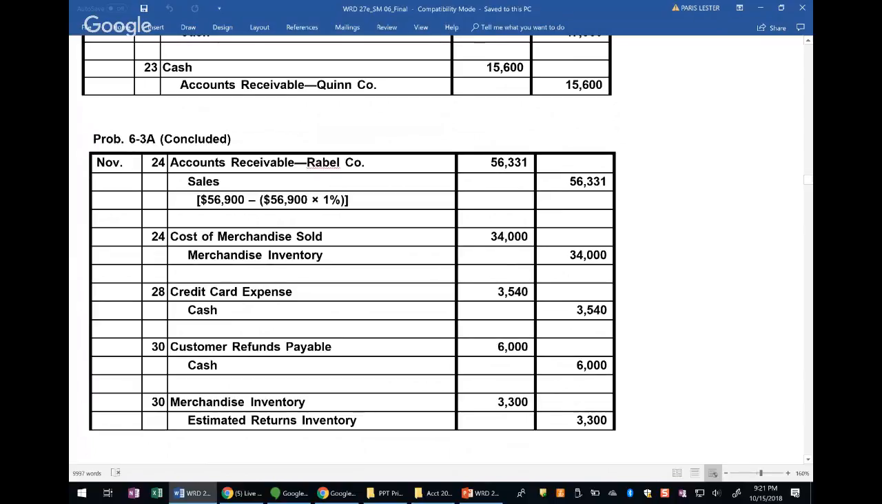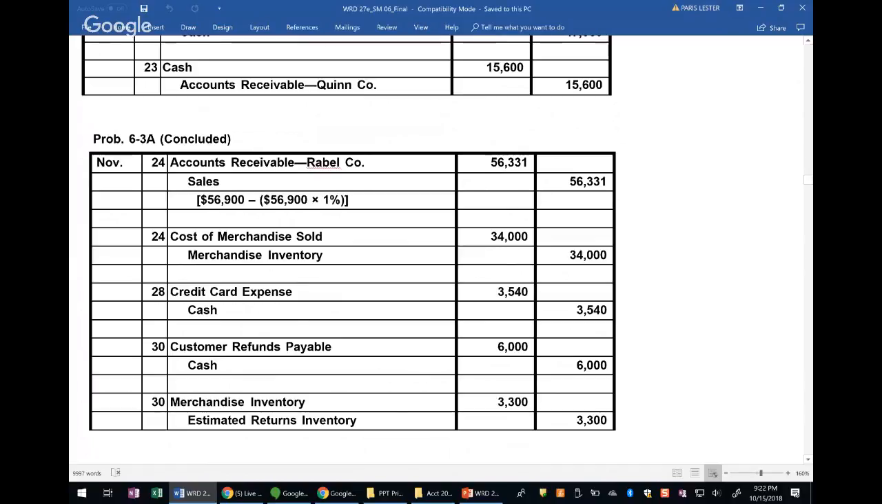Debit merchandise inventory. Now, under the other method, it would have been sales returns and allowances under periodic. But here we put estimated returns inventory, same as returns and allowances. But now the refund we owe the customer is $6,000, and we'll credit cash. Customer refund and credit cash. This customer had already paid us in full. If he hadn't paid us in full, we would have had to use accounts receivable here, I guess, instead of cash.